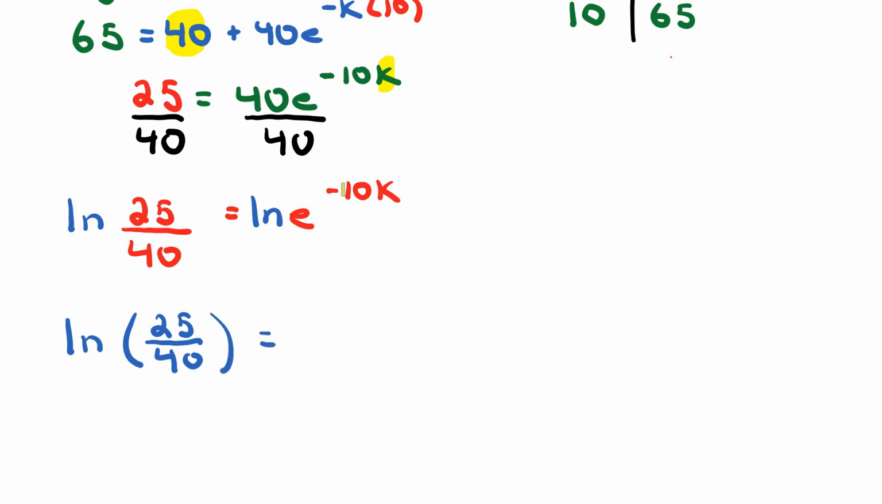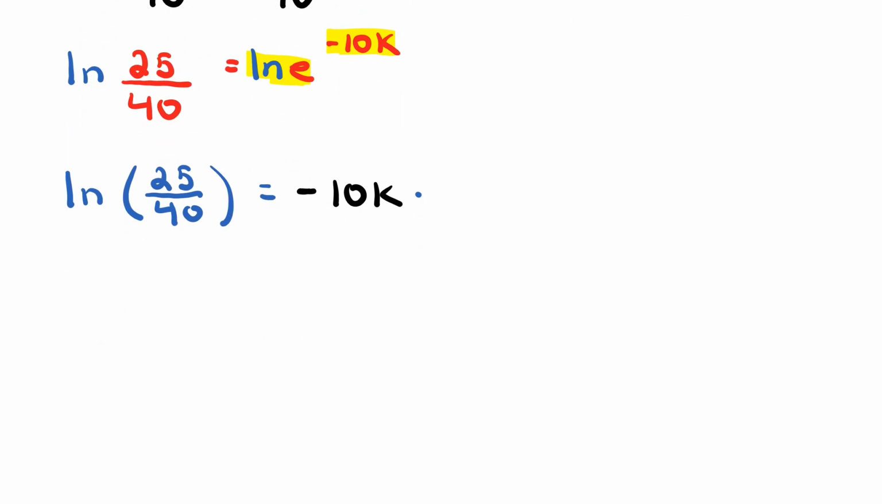And then what happens here is this negative 10k gets kicked to the front, so negative 10k, and then we multiply that by ln e. And you should know that ln e is just 1, right? So if you want, you can just erase the ln e, and now you have negative 10k, and you can divide both sides by negative 10.